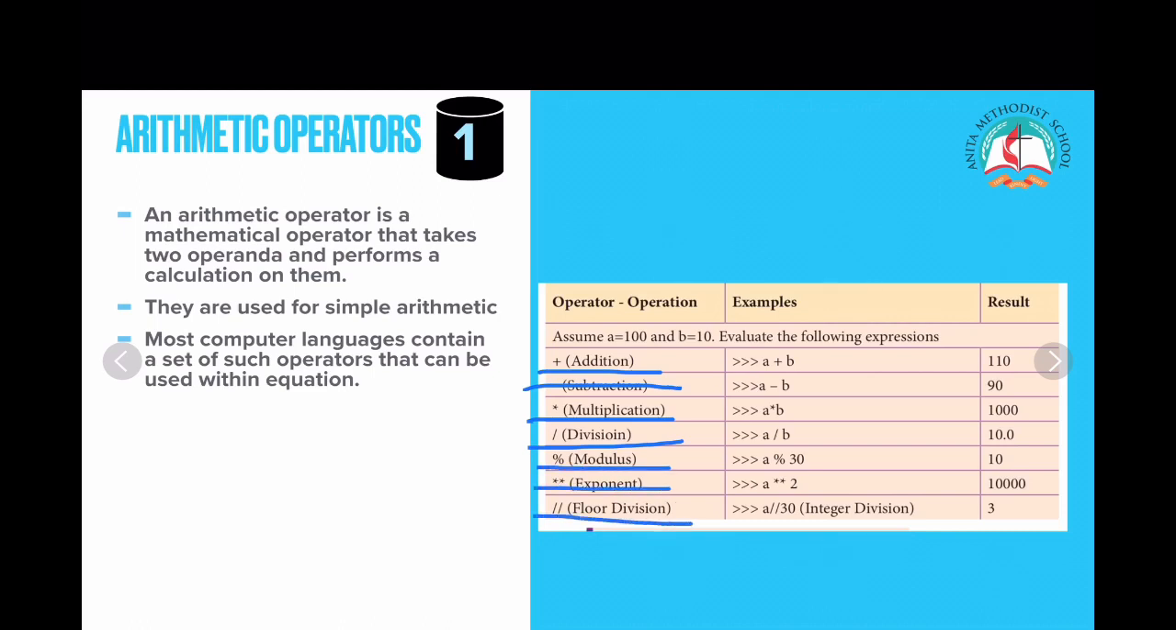So we have an example. What will happen if we add, subtract, multiply, divide, modulus, and then exponent and floor division. This would be the result. What's the next operator? Before it, let's see an example coding for arithmetic operator.